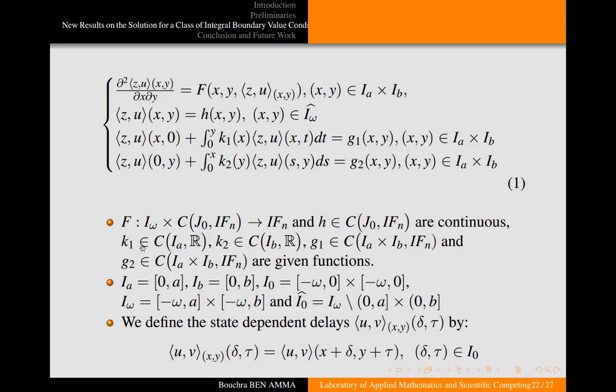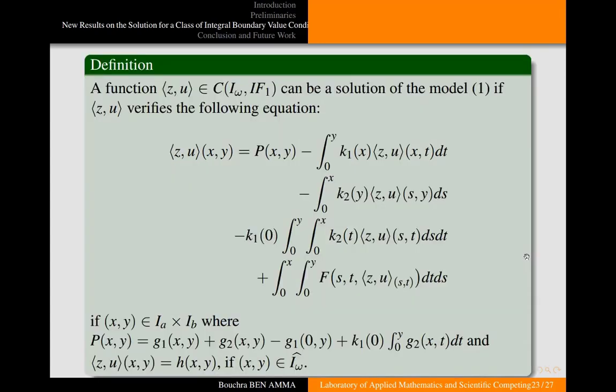Moving on. The aim of this presentation is to illustrate the existence and uniqueness result for a class of integrably bounded integral boundary value problems of partial delay differential equations with fuzzy data. This is our model, here are our initial conditions, and here are the ingredients of our equation. And here we define the state-dependent delay by this formula. A solution of our model is one that is continuous and satisfies the following equation.